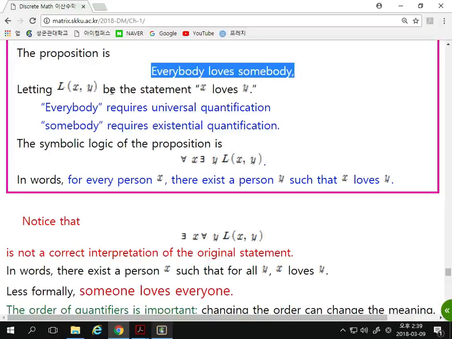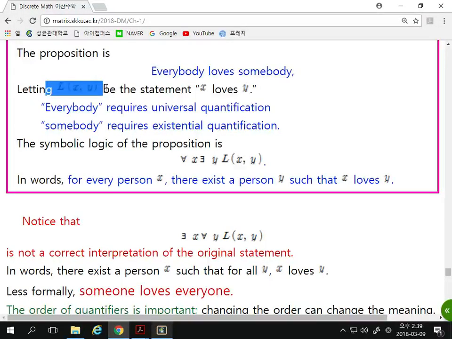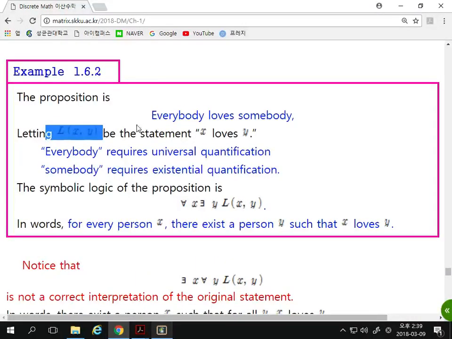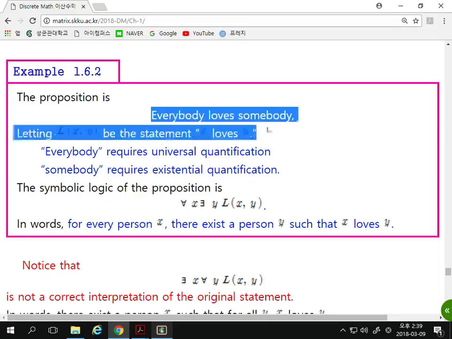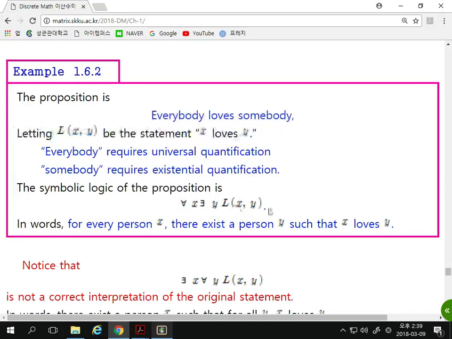Okay, next. The proposition is everybody loves somebody. Here, let L of x, y be the statement that x loves y. Then everybody requires universal quantification and somebody requires existential quantification. So write this in symbolic form. Then for all x, there exists y such that L of x, y, that x loves y, isn't it? There, for all x, there exists y such that x loves y.